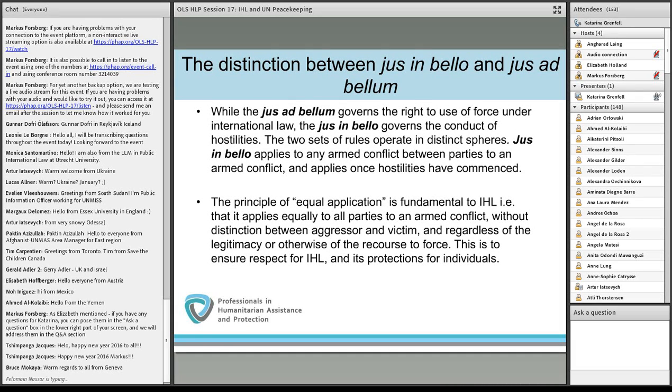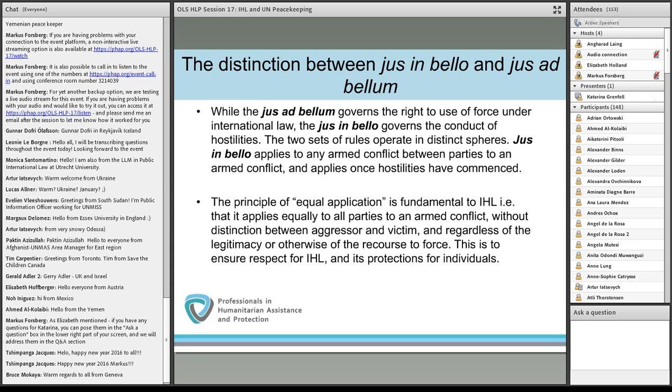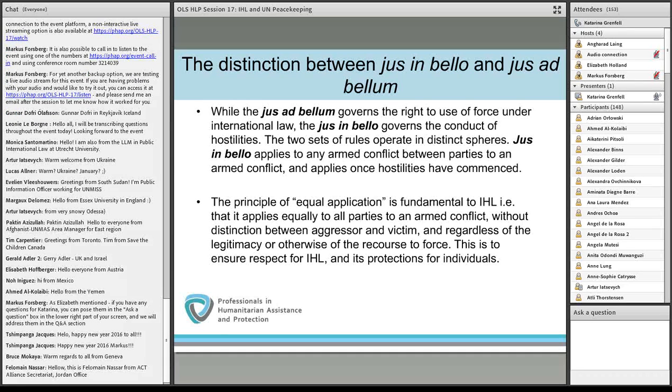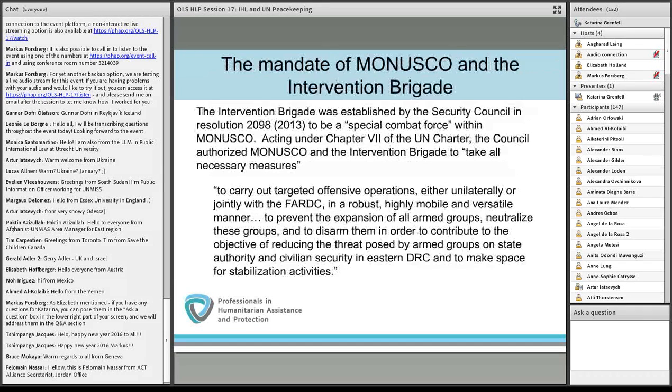Now, coming back to robust peacekeeping mandates and difficult environments, the most significant recent development with regard to the use of force by UN peacekeeping operations is the establishment of the Intervention Brigade as part of MONUSCO, the UN's peacekeeping operation in the Democratic Republic of the Congo.